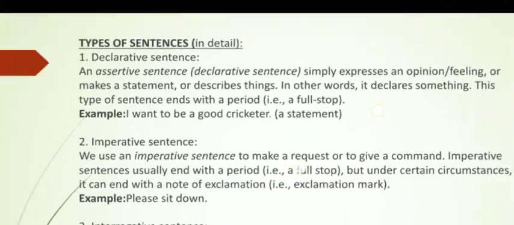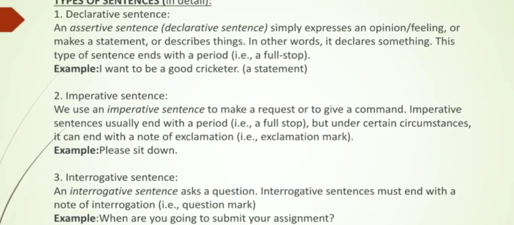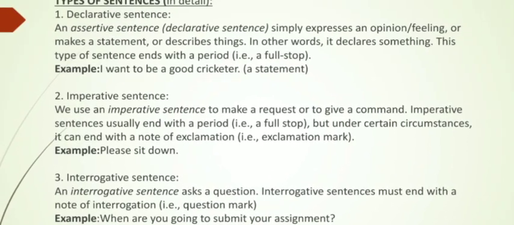Second one, imperative sentence. Imperative sentence is used to make a request or to give a command. Please sit down. As we have seen, please sit down means you have to sit down. Here I am requesting, but if I say just sit down, it will be a command. So either to make a request or to give a command, we use imperative sentences. It is used to express a command or a request or even an advice. For example, help the needy.